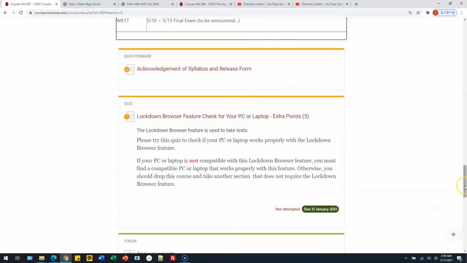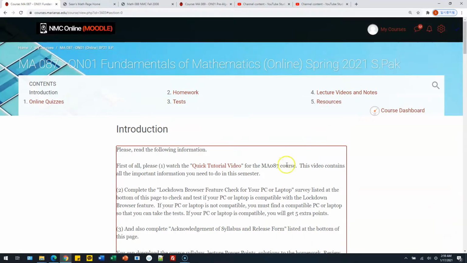Okay, so I hope you understand this. So always log into Moodle and then check your grade. Always check your grade. Maybe your grade is different from what you know, right? So check your grade. If there's an inconsistency in your grade, then let me know.